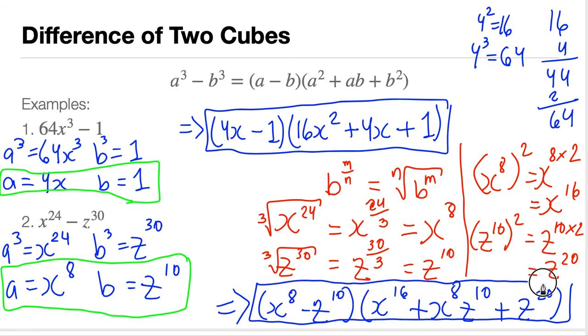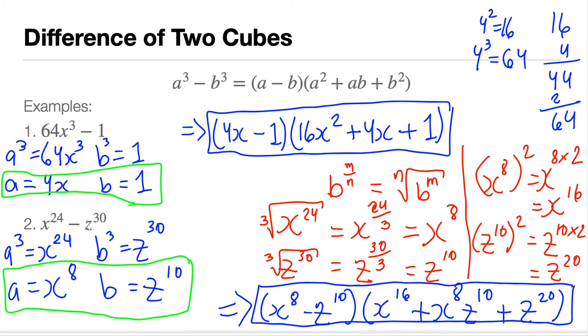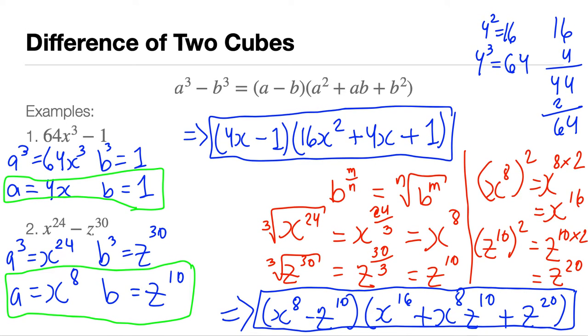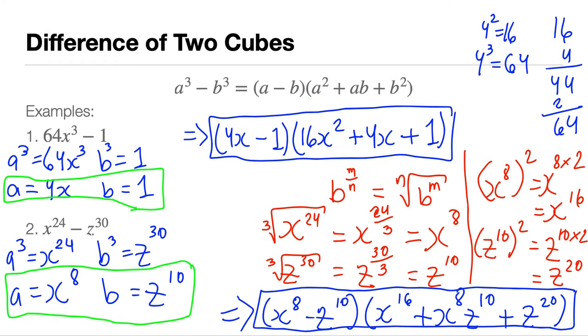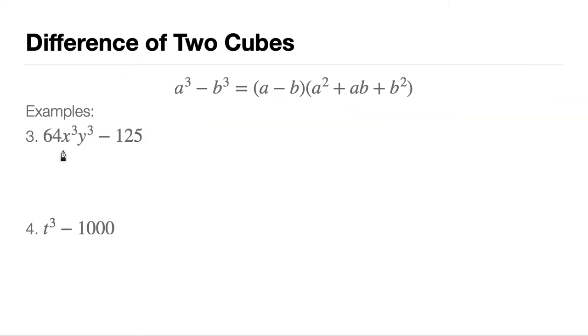I hope you got it right here. Let's move on and continue with our answers in numbers 3, 4, 5, and 6. Now for number 3, same thing. What's the cube root of this, and what's the cube root of this? But first, we need to make sure that they are perfect cubes, and they are. So a cubed is equal to 64 x cubed y cubed, and b cubed is equal to 125.